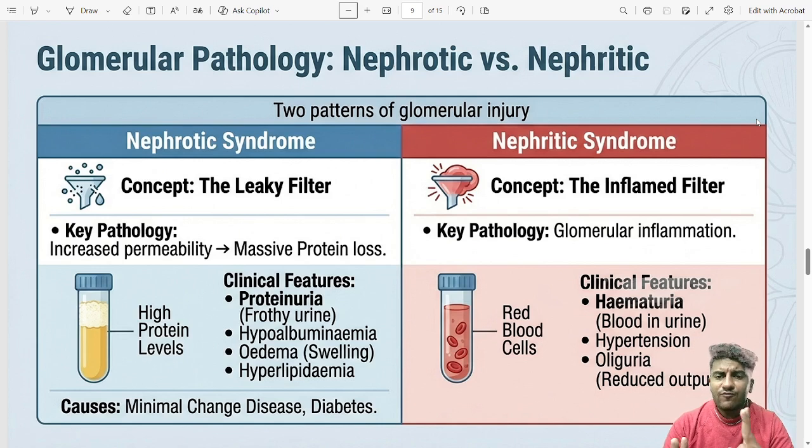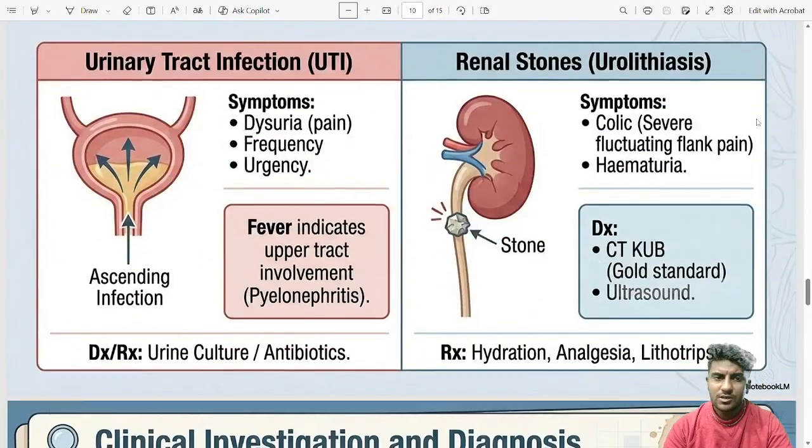So, the glomerulus has two types of pathologies. One is nephrotic syndrome, in which there is a leaky filter. That means there's massive protein loss, leading to hypoalbuminemia. In nephritic syndrome, there are inflamed filters, so there is inflammation followed by oliguria, that is, reduced output. In diabetes, it is exactly the opposite: polyuria, excessive urine output, right?